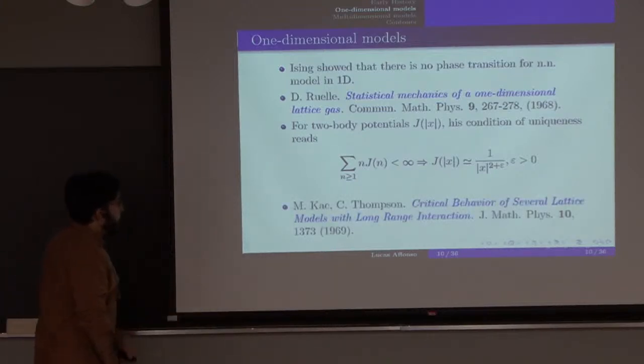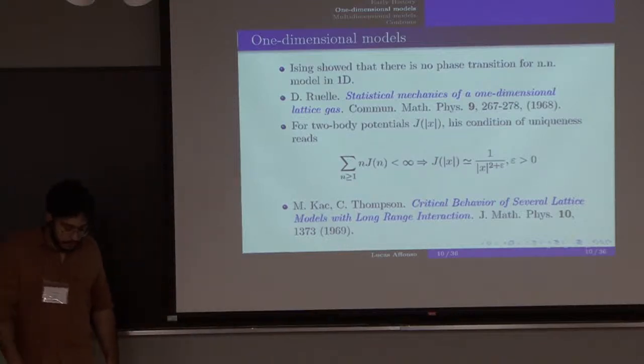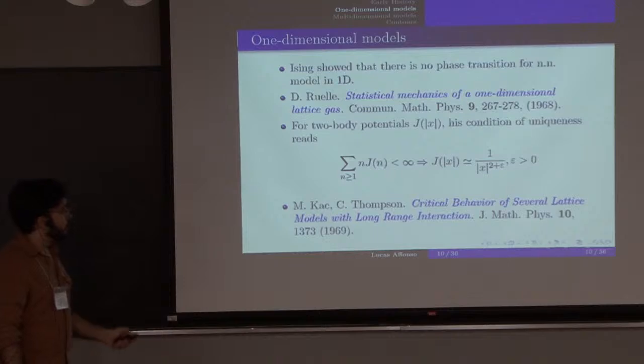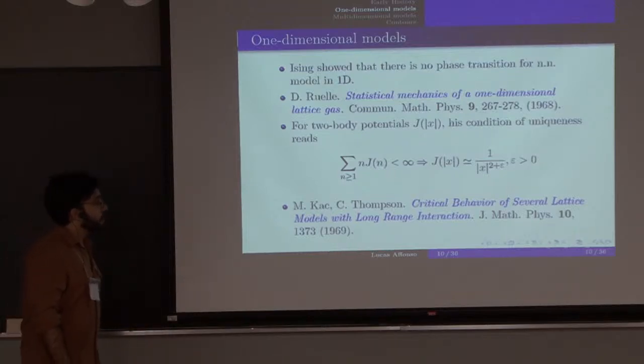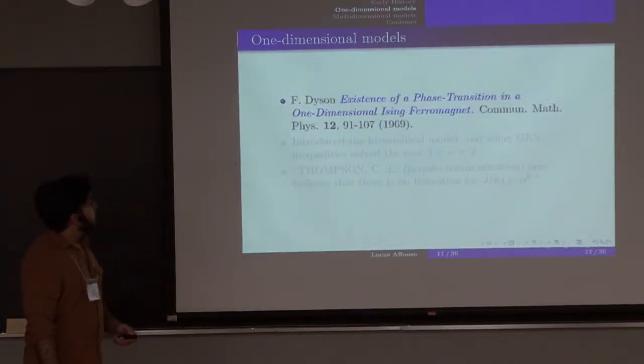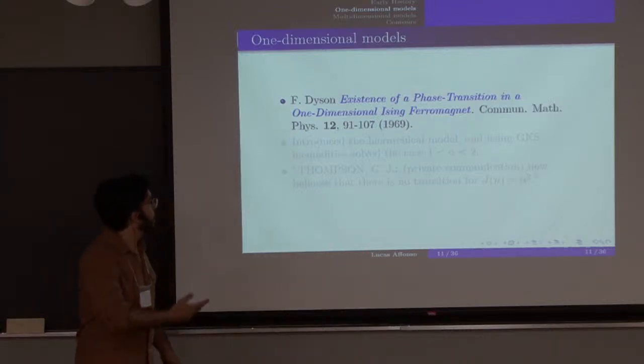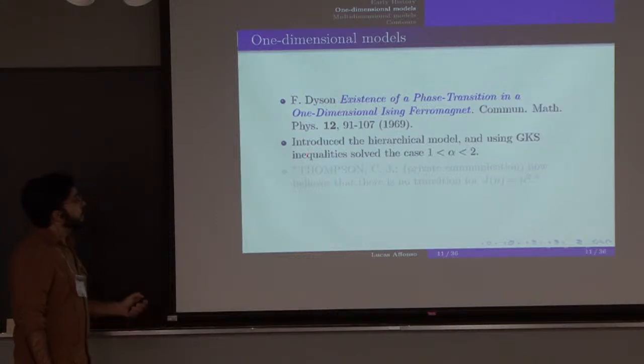And then Kac and Thompson in this paper right here put forward the question of whether in the remaining region maybe you should have a phase transition. And what happened is that Dyson solved the problem, again with the strategy of using correlation inequalities, comparing with another model. What he did is that he introduced what is known today as a hierarchical model that only works for the case between 1 and 2 for the decay.